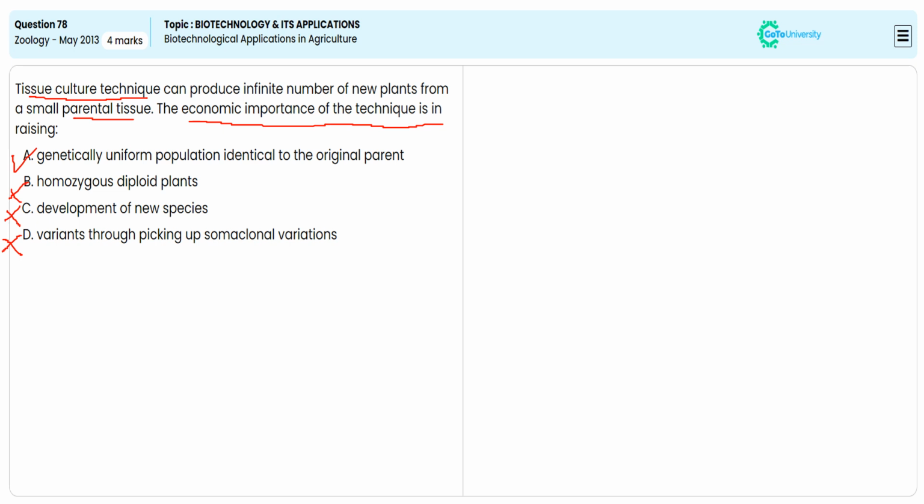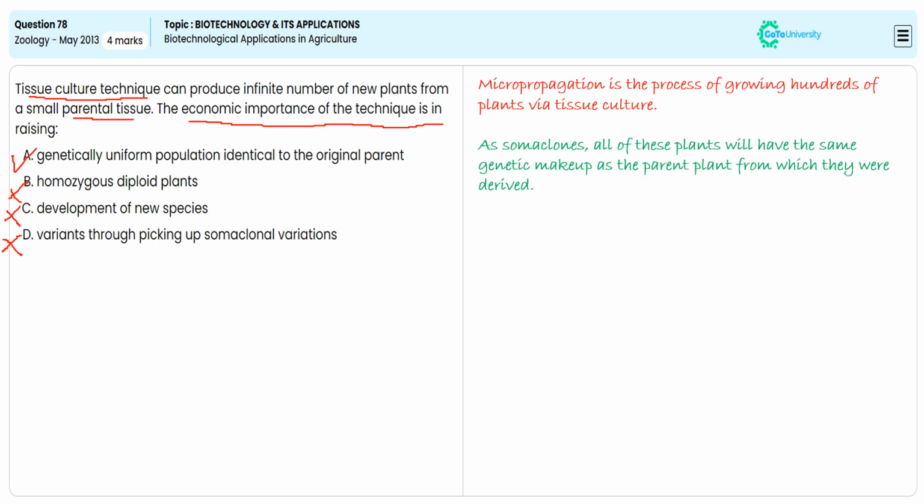For this, we are giving extra narration to have better clarity. Micropropagation is a process of growing hundreds of plants via tissue culture as homoclones. All of these plants will have the same genetic makeup as the parent plant from which they were derived. This technique has been used to create numerous essential food plants on a commercial basis, including tomato, banana, apple, and so forth.